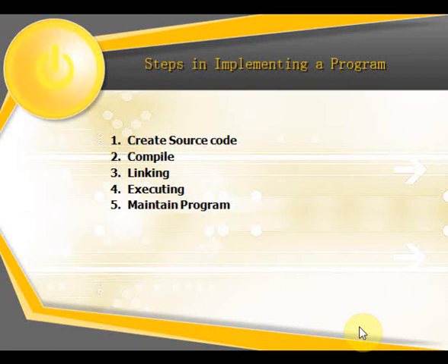Now, for CXC purposes, especially the paper 2, sometimes they will just ask you to list the sequence of steps associated with implementing a program. You need to know these steps in the correct order, and the correct order is create source code, compile, linking, executing, and maintaining your program. Now, let's look at each of these steps individually.